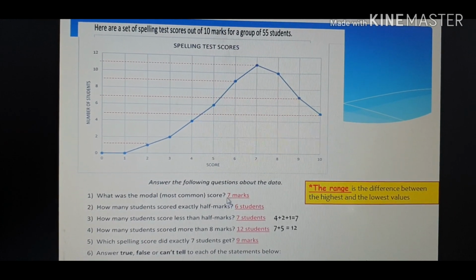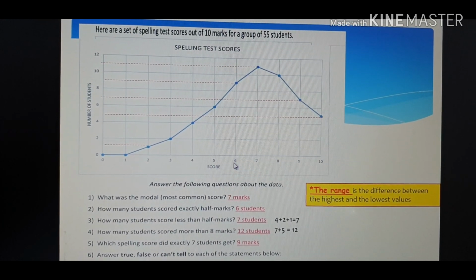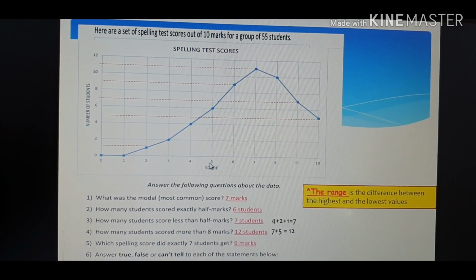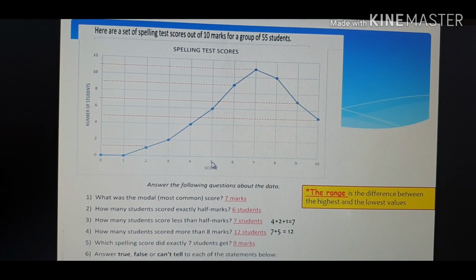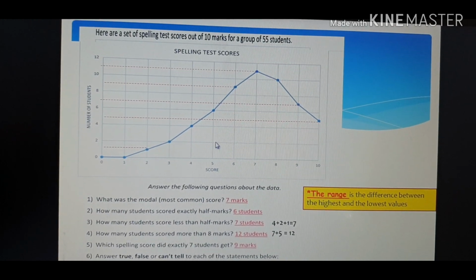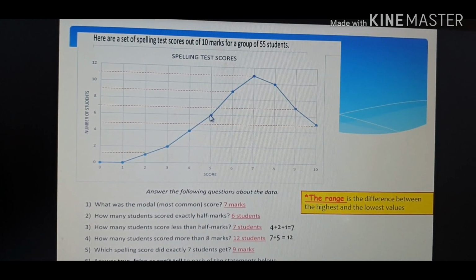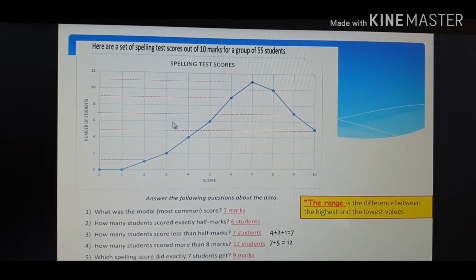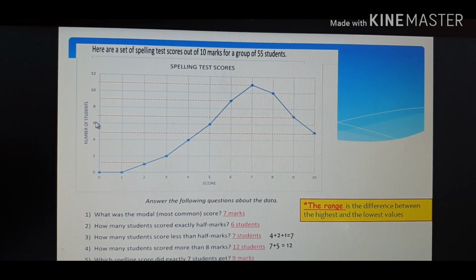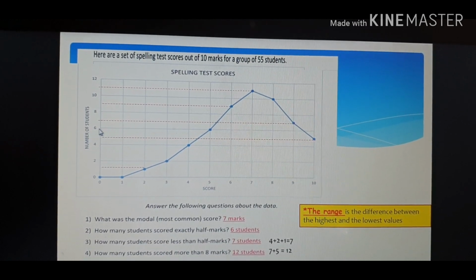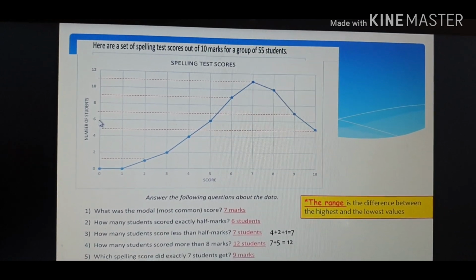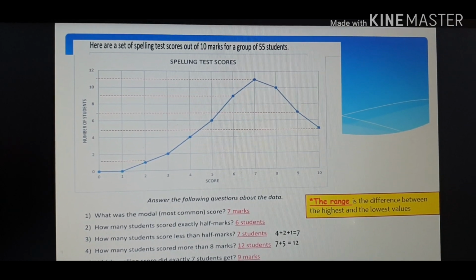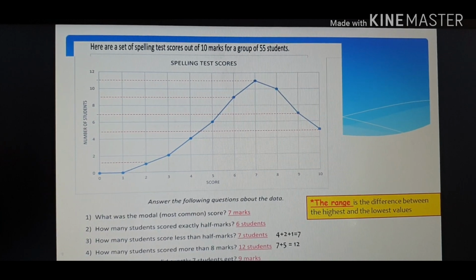Half marks means half of this score out of 10. So half of 10 is 5. I will go to 5 on the score axis, the horizontal one, and go up till I intersect with this point. On the vertical line it is 6. So 6 students got 5 marks.